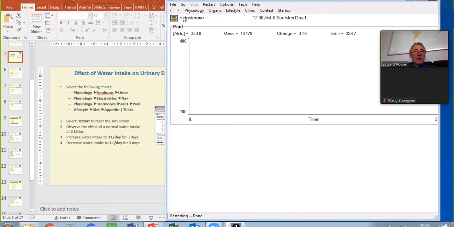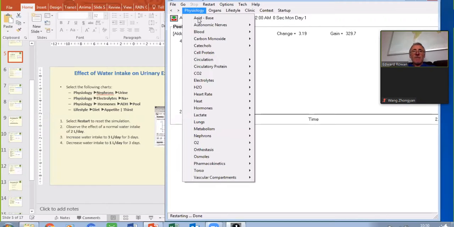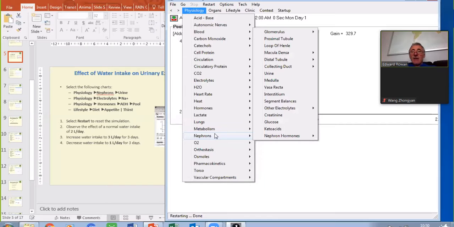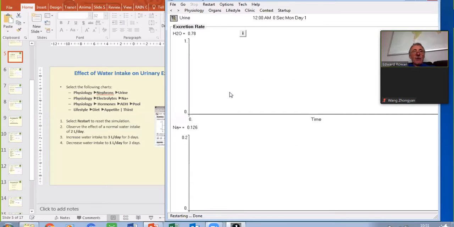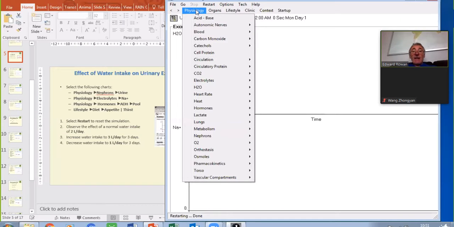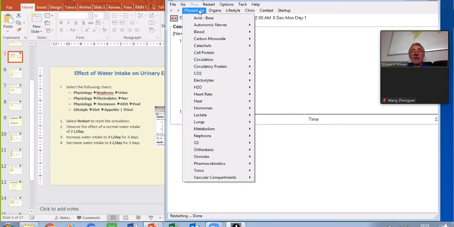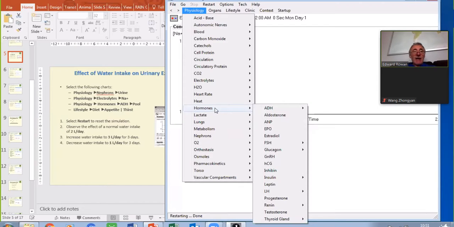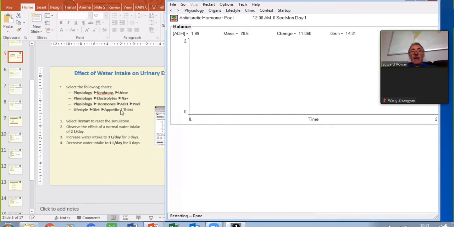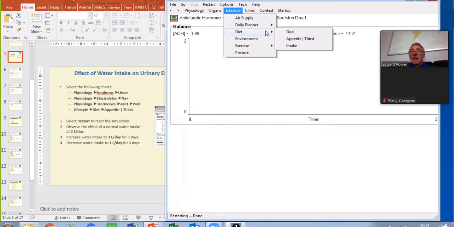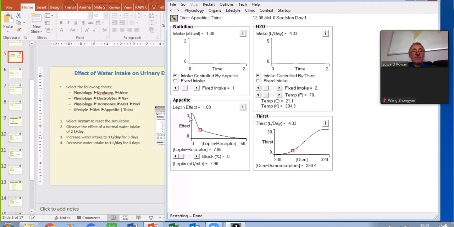So I'll just restart it. I'll go to physiology and nephrons. Let me just check again. I'll go to physiology, nephrons, urine. Then physiology, electrolytes, sodium. Physiology, hormones, antidiuretic hormone. And then lifestyle, diet, appetite, thirst. Okay, and then we're going to restart again.